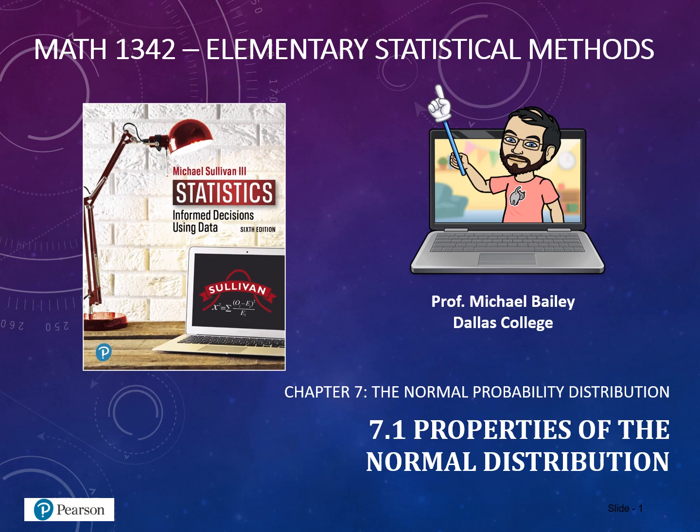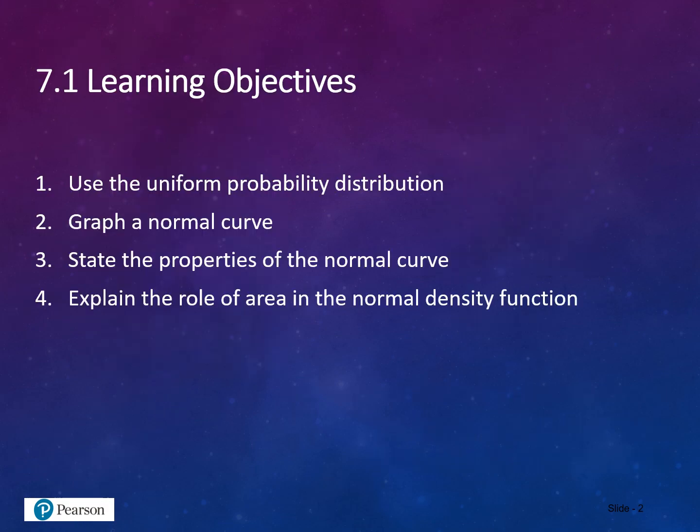Welcome to Chapter 7, the normal probability distribution. We're only going to do a couple sections in this chapter, and the first one is 7.1, the properties of the normal distribution. We have a number of learning objectives we're going to cover that you can see here, but we'll be going through them one at a time, so I'm not going to restate them.